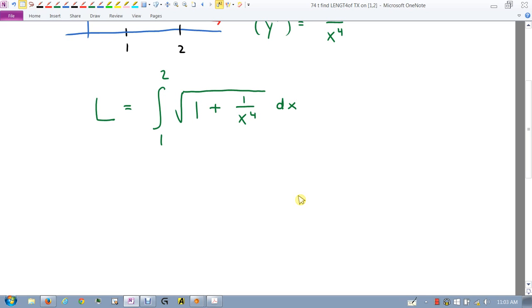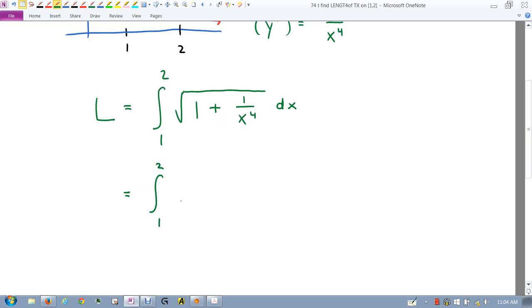Okay. Then, yeah, you get to go ahead and figure that out, right? How do we integrate that? Trig sub may work, but trig sub worked when we had like 1 plus, and then this was just like x squared or something. This is 1 over x to the 4th. So how about maybe just a little bit of algebra first?